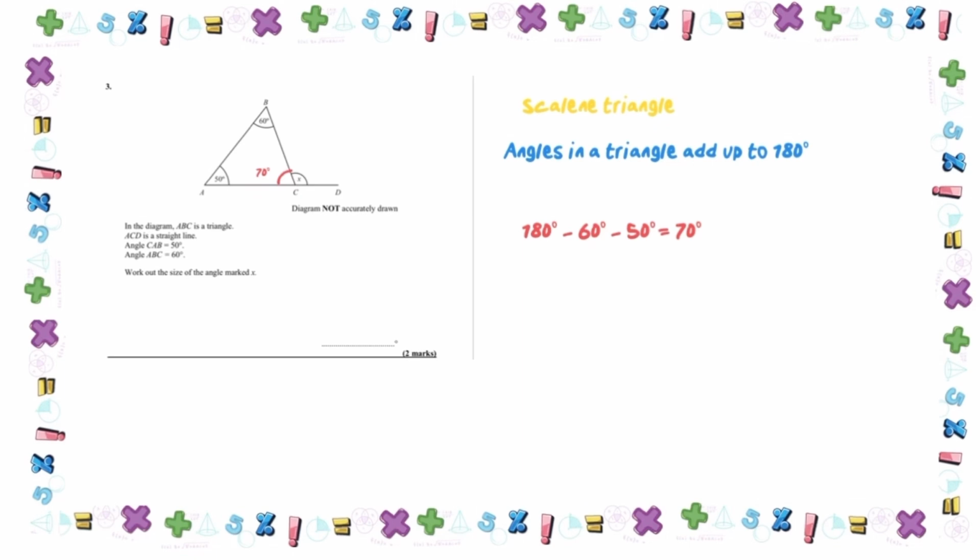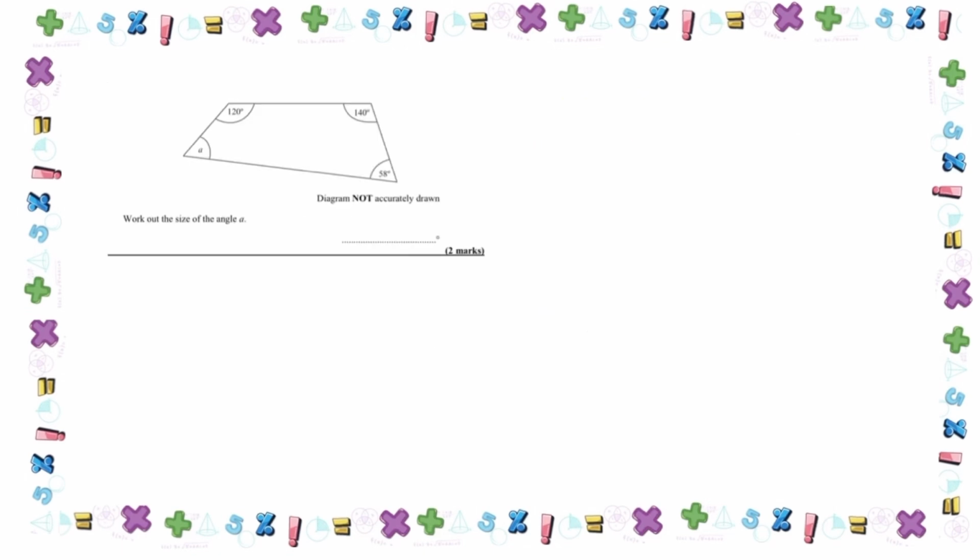Now we still need to get to the other side. So what we can see is a straight line. So angles on a straight line is 180 degrees. So what we have to do is 180, take away 70 to give us 110. So that means X is equal to 110 degrees. Let's have a go at another exam question.